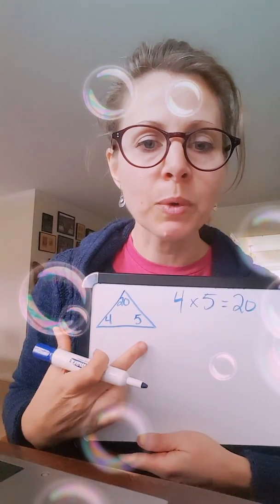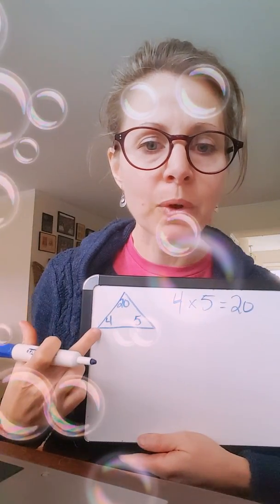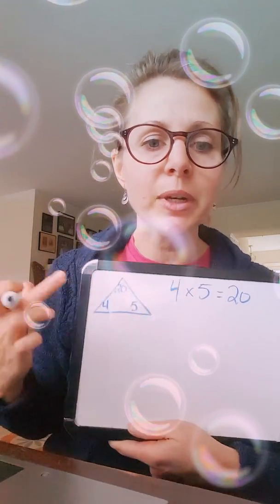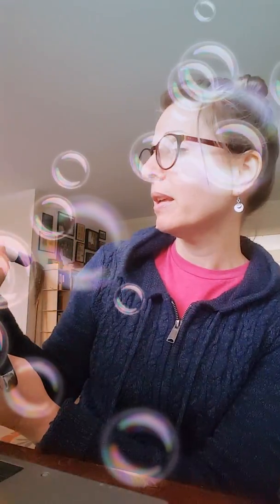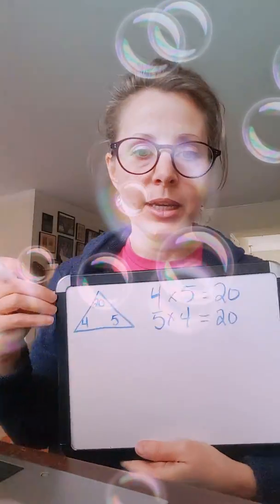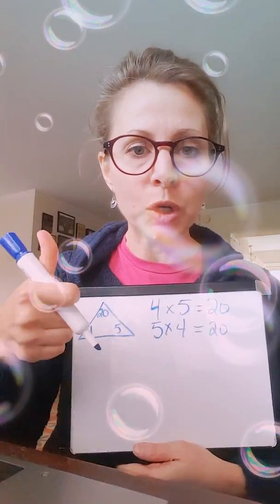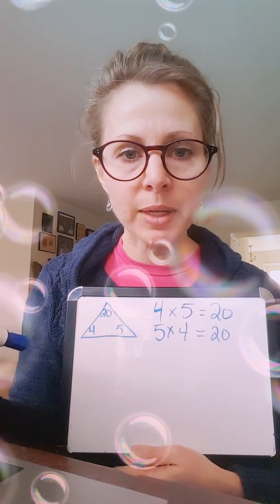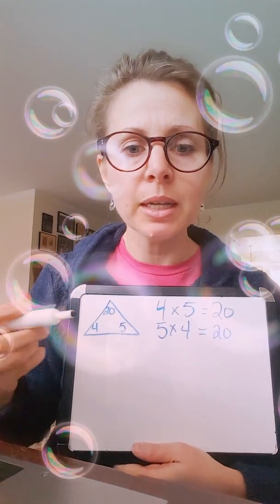All right. Well, what about 5 times 4? Yep, that equals 20. So let's write that. 5 times 4 equals 20. Now, here's the trick. We flip-flop our factors. We're good on the multiplication fact family. Now we need the division part.